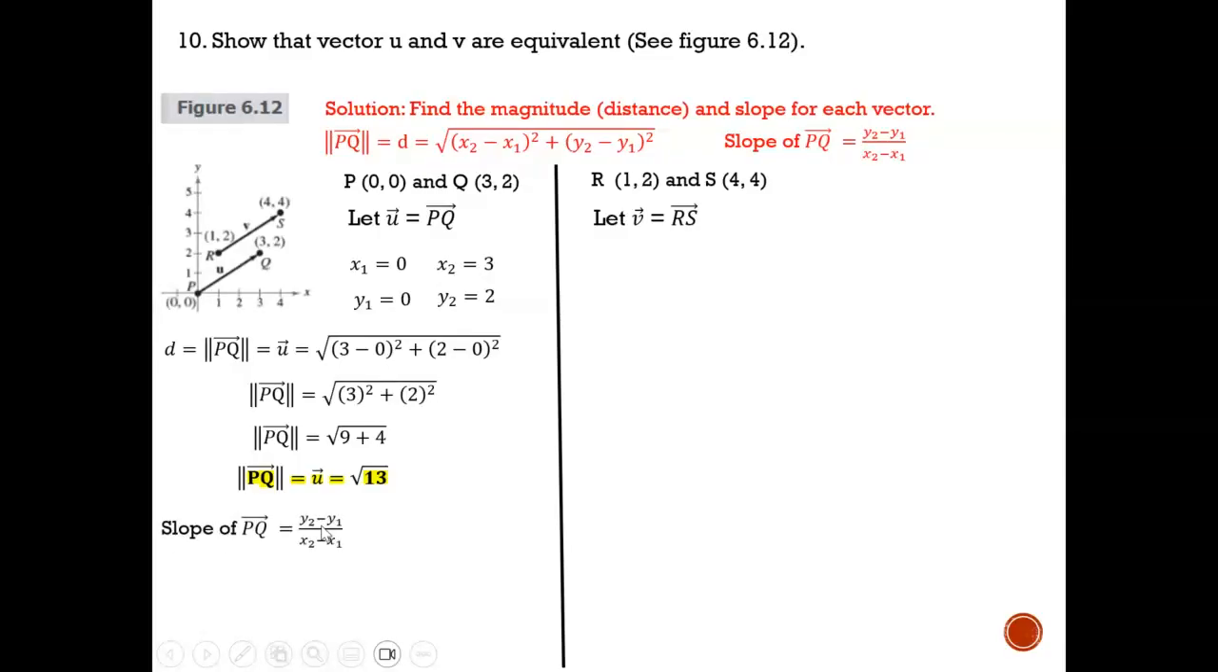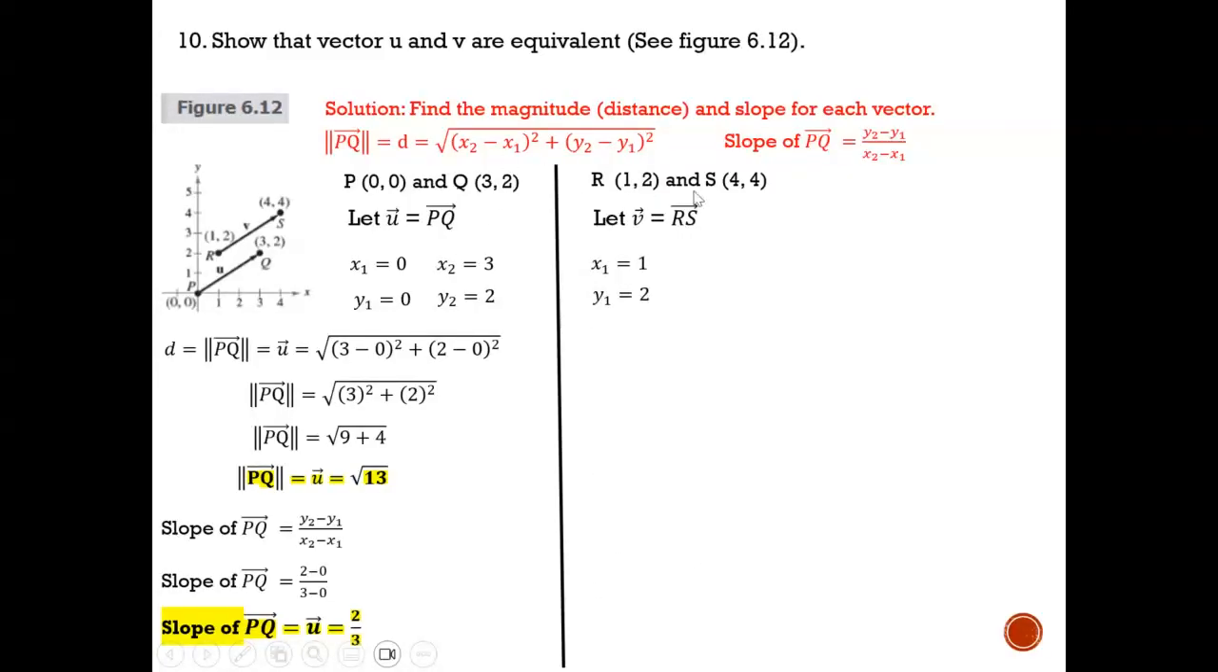Now let's find the slope. It's going to give us y2, which is 2, minus y1, which is 0, so 2 minus 0 over x2, which is 3, minus x1, which is 0. So it's going to give us 2/3. So I got the distance and I got the slope. In order for vector RS, or vector V, to be equivalent, they have to have the same magnitude, or the same distance, and the same slope. Okay, let's prove it.